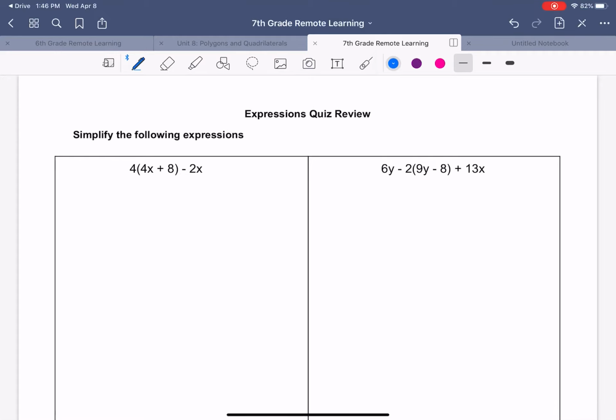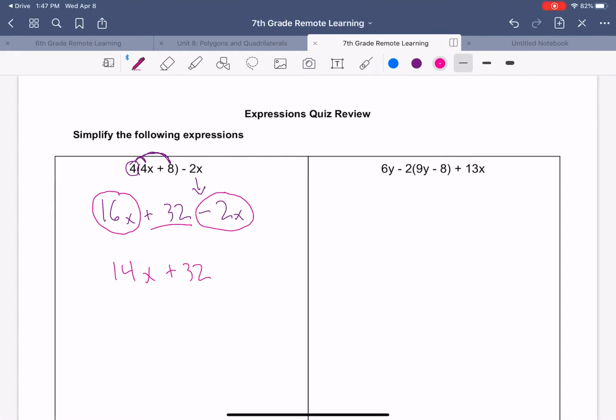All right. Next, we're simplifying and we're doing both. We have both distributive property and combining like terms. So we'll start by distributing. 4 times 4x is 16x, and 4 times 8 is plus 32. And then I just add in my minus 2x at the end. Can't forget that. And then I'll combine my like terms. I've got 16x minus 2x. Don't forget that minus. 16x minus 2x is 14x. And then I've just got my plus 32. So 14x plus 32.